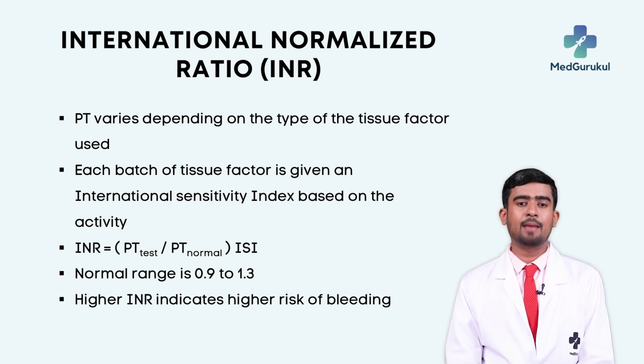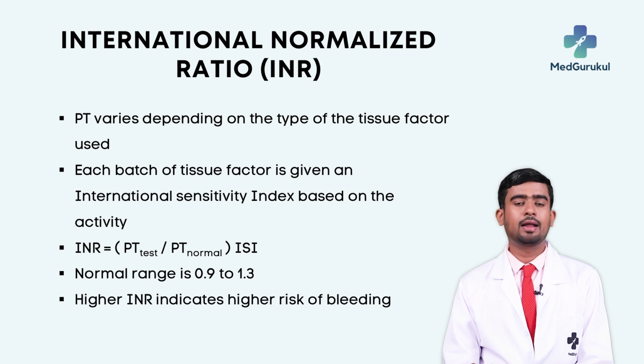Whenever any laboratory receives tissue factor from manufacturers or suppliers, that tissue factor will carry a label of the international sensitivity index, which will give you an idea about the potency or the strength of that particular batch of tissue factor. The obtained INR can be compared between patients or from time to time to conclude about the bleeding tendency or about the prothrombin time of the subject. Instead of using prothrombin time directly, this is a better, normalized value which will not vary in different labs, or from time to time.